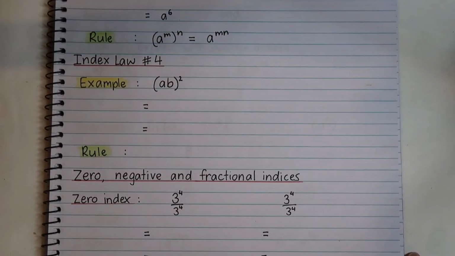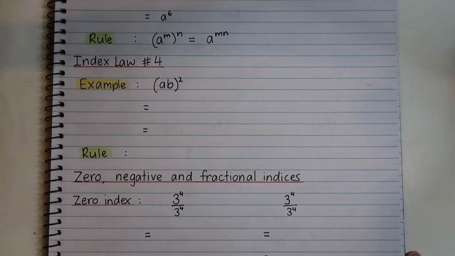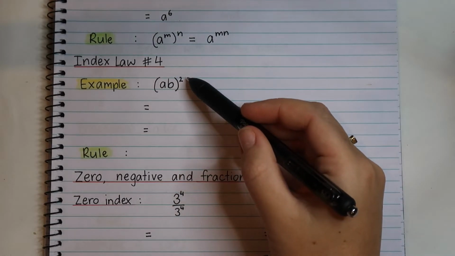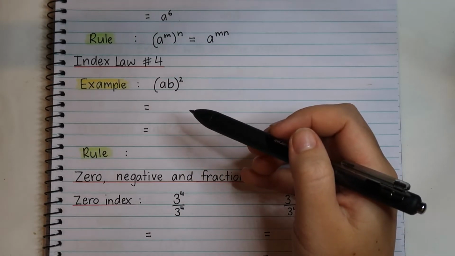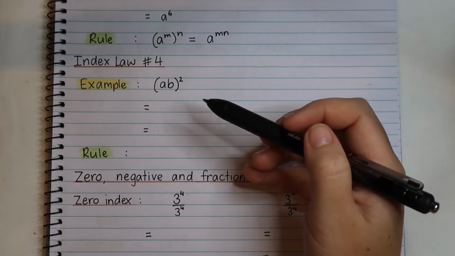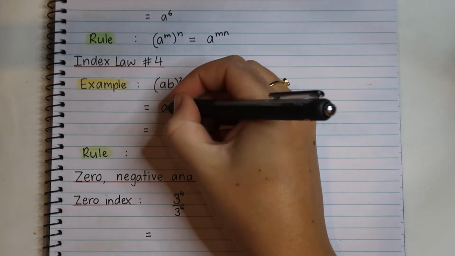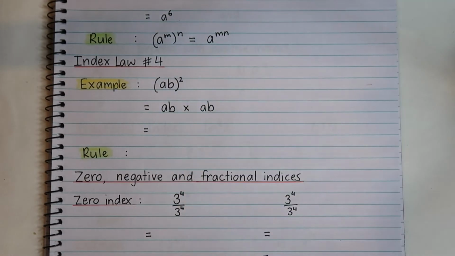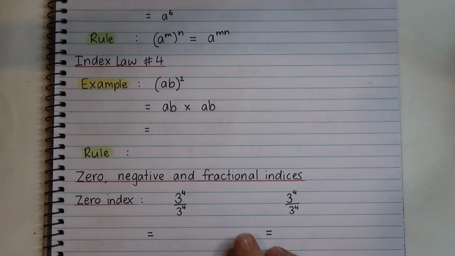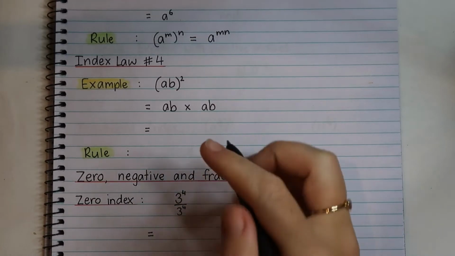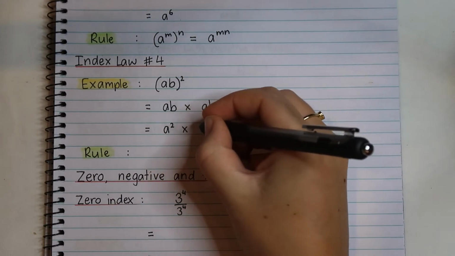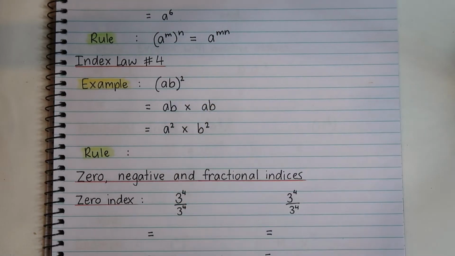So our last law is index law number 4. This example is (ab) to the power of 2. So let's write this out in expanded notation. We will get ab times ab. So when we group our like terms, we will get a squared times b squared.